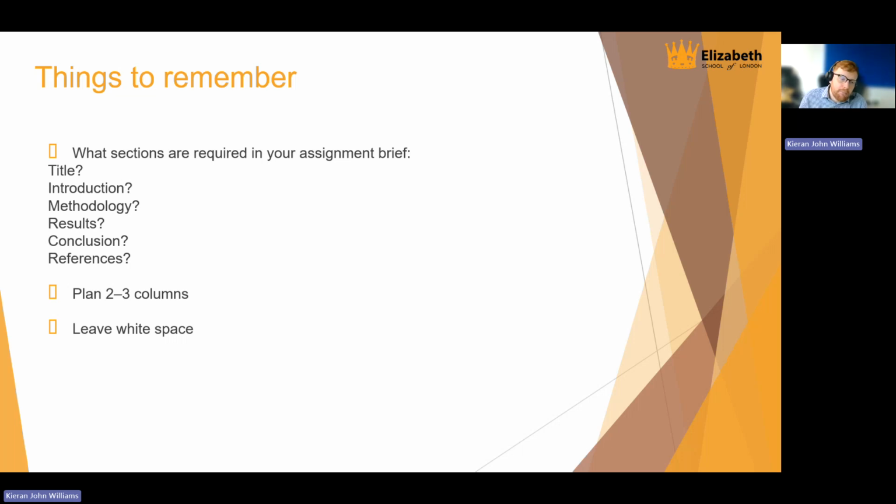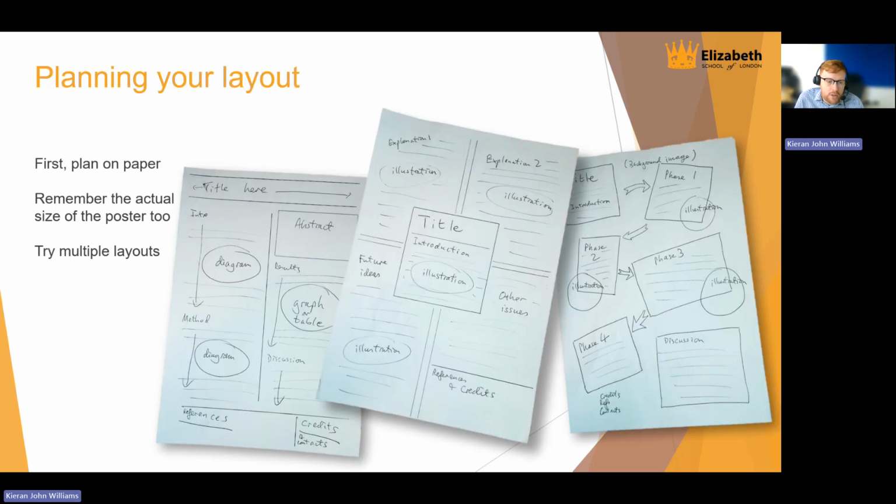Okay, so again, plan to have at least 2 or 3 columns, like all of these ones here have. That has 2, that has 3 in a sense, if we include the middle part, and this almost has 2 columns as well, in the fact that it has 2 halves to the screen.